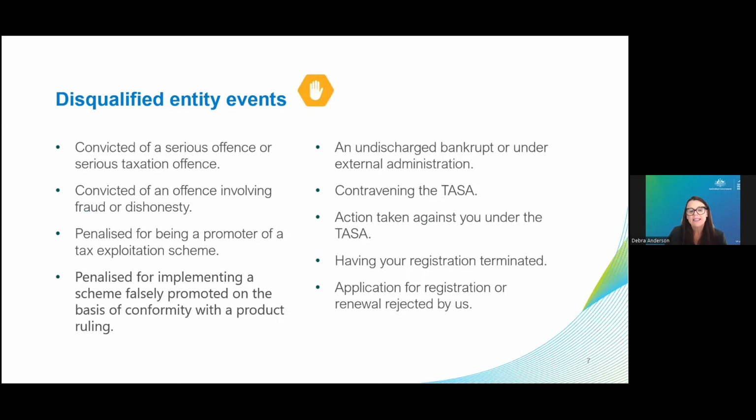So an entity will be a disqualified entity if within the last 5 years, the entity has been convicted of a serious tax offence, convicted of a serious offence. So that's one that under Australian law is punishable by imprisonment for a period exceeding 12 months. And of course, whether you've been convicted of an offence involving fraud and dishonesty, whether you've been penalised for being a promoter of a tax exploitation scheme, or if you've been penalised for implementing a scheme that has been promoted on the basis of conforming with a product ruling in a way that is materially different from that described in the product ruling.